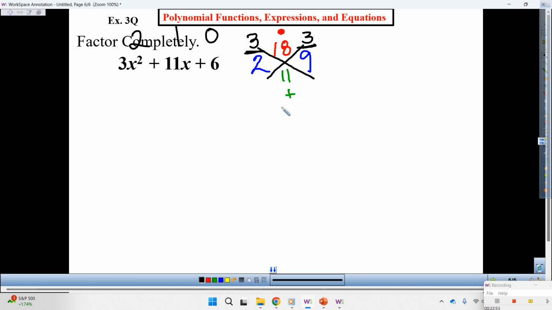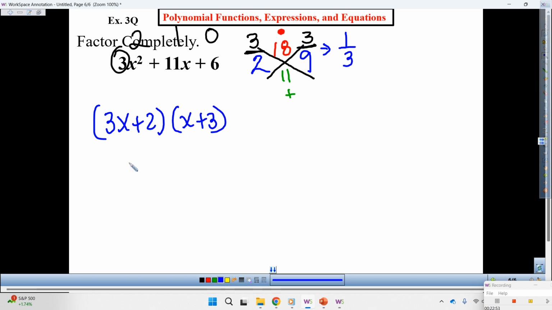Okay. So far so good, and we got that 3 from here. All right. So, what question are you going to ask here? Can we reduce this fraction anymore? Everyone, can we reduce this? No. So my first factor is 3x plus 2. Can we reduce the second fraction, everyone? Yes, 1 over 3. So my second factor is x plus 3. These are my factors. Hands, have you got that?